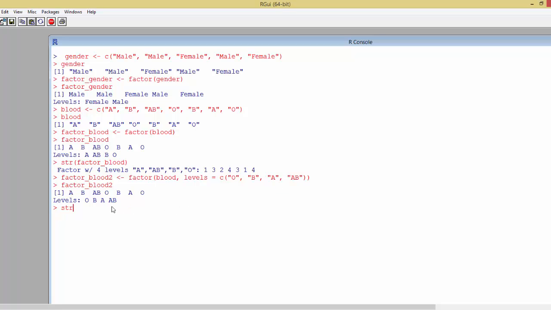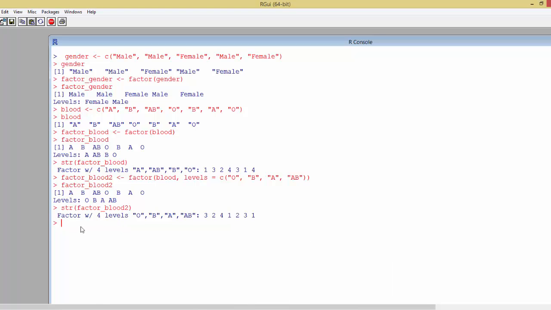Now the structure of this factor_blood2 would give you the factor with 4 levels, and then it will order it accordingly. So the first one is 3, which is actually an A, and in your observations, it begins with an A here.